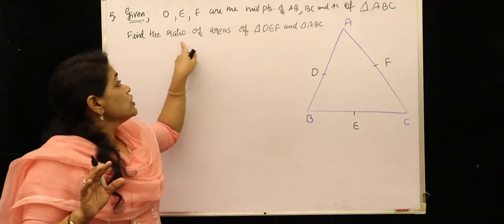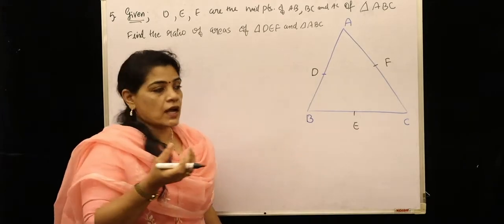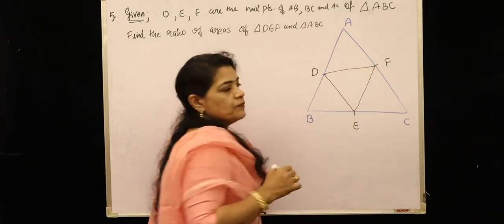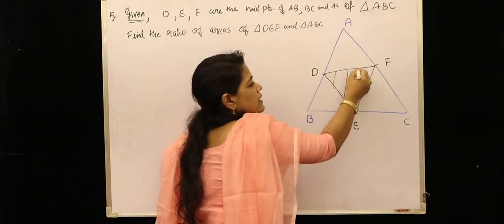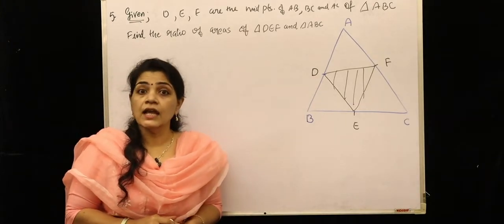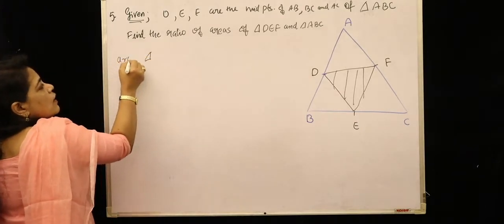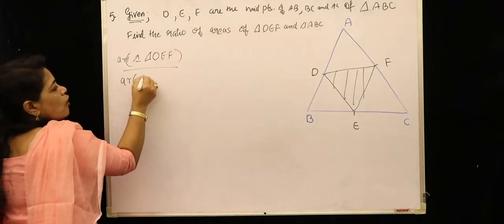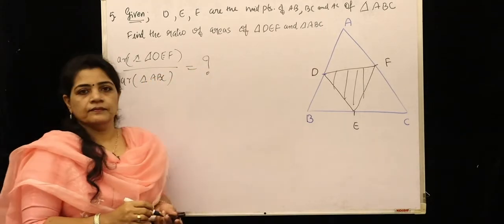In order to get the ratio of areas of triangle DEF, we have to form a triangle by joining these points. Now you can see the required triangles. That means triangle DEF, this triangle, and triangle ABC, the big triangle, the whole triangle. And what is asked, children? We have to find the ratio of the area of triangle DEF with the area of triangle ABC. This is what is asked in the question.